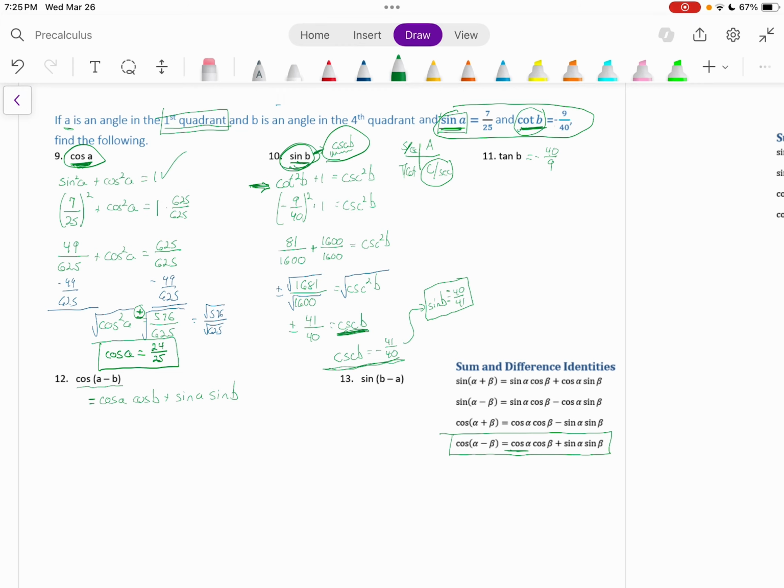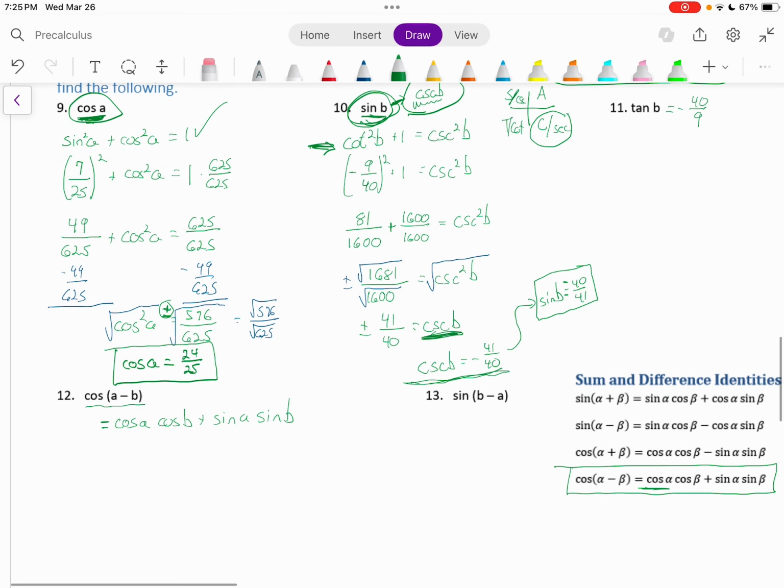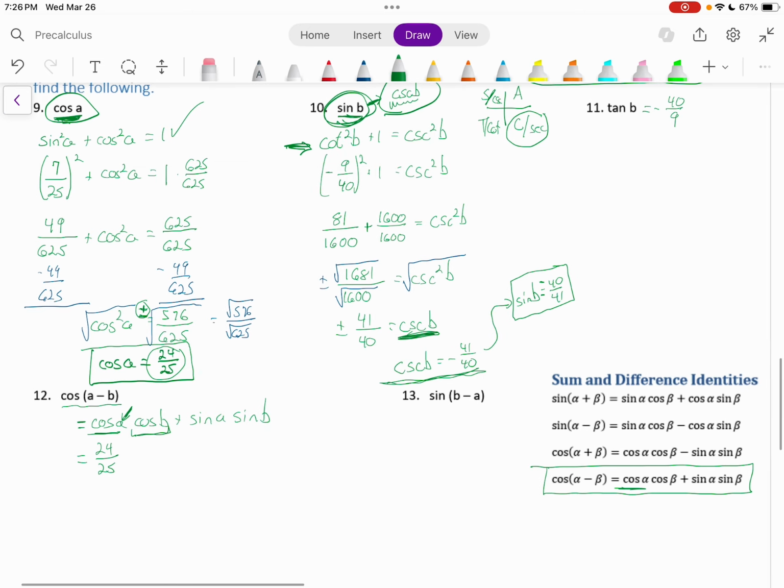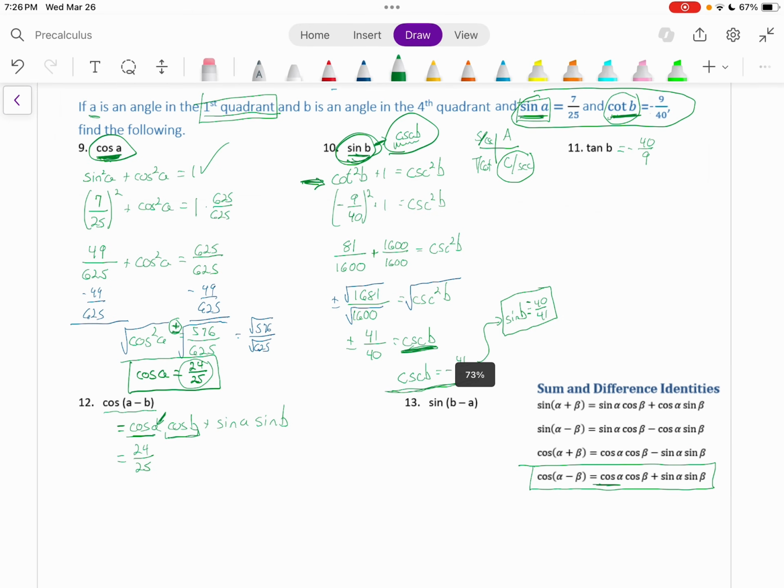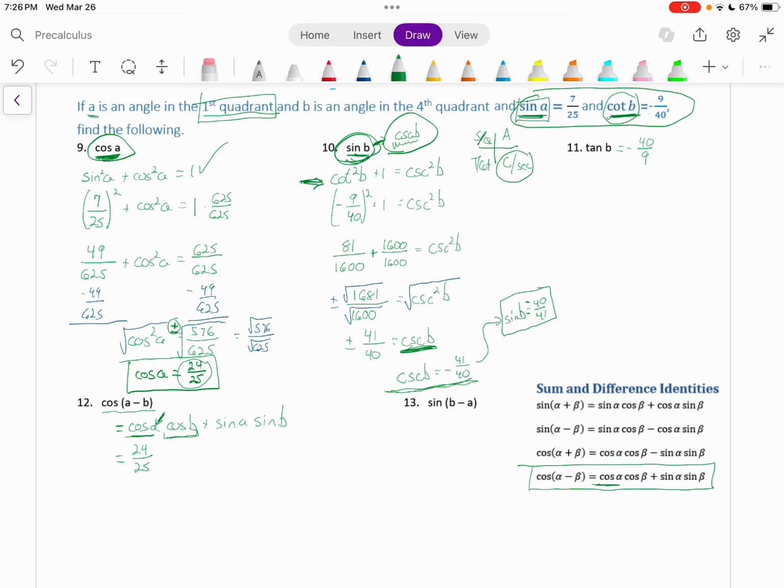Well, we know several of these. So do we know cosine A? Well, yeah, we found cosine A in number 9. So cosine A is 24 over 25. The whole thing, cosine A. Do not put 24 over 25 in for A. The whole thing, cosine A is 24 over 25. Cosine B. Do we know cosine B? Well, I don't think we know cosine B, so we actually have to do a little bit more work here to find cosine B.